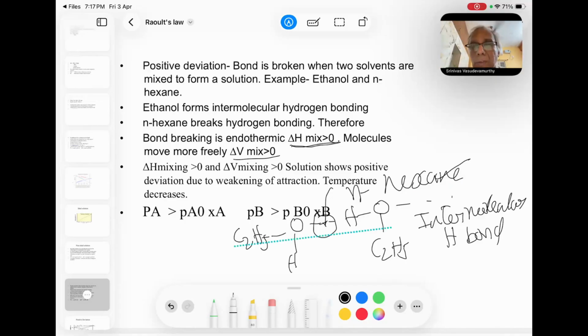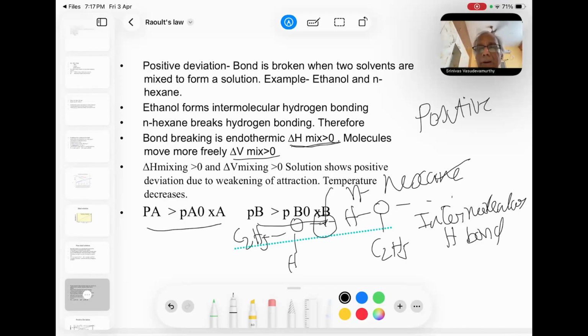It occupies more space, so delta V mixing is greater than 0. Now it can move more easily to the vapor phase. So PA is greater than P naught A times the mole fraction of A, and PB is greater than P naught B times the mole fraction of B. Everything is higher here, so we call it positive deviation.